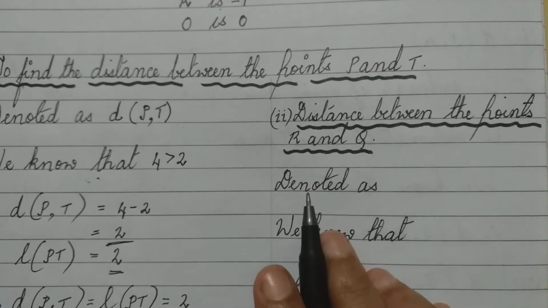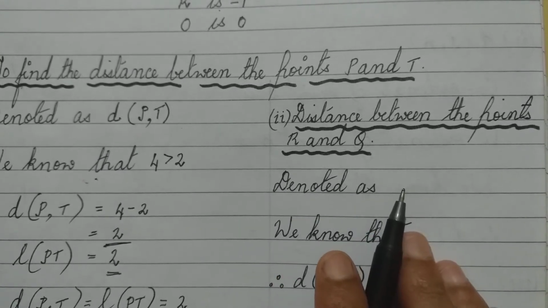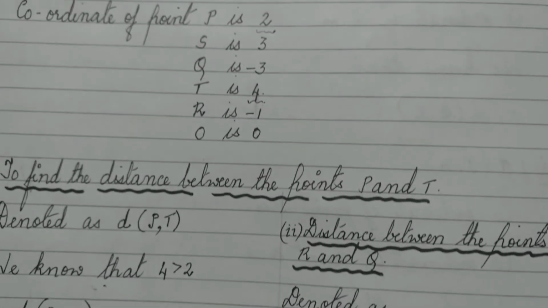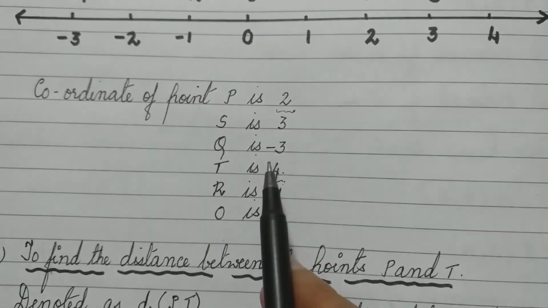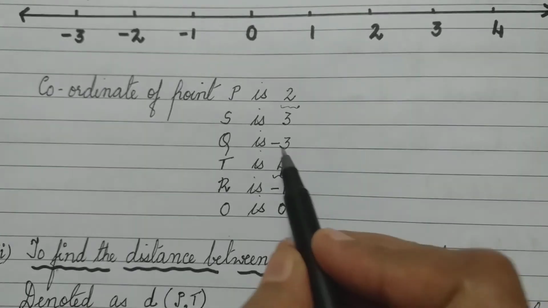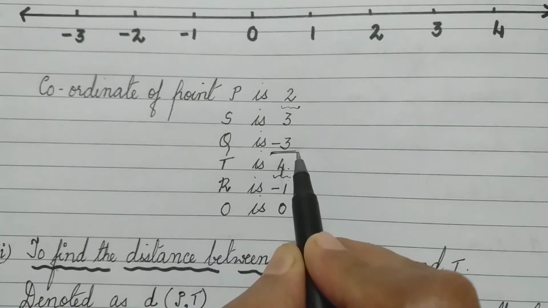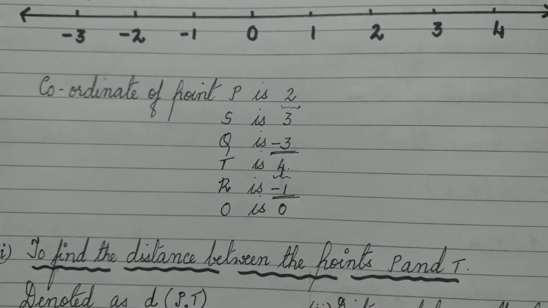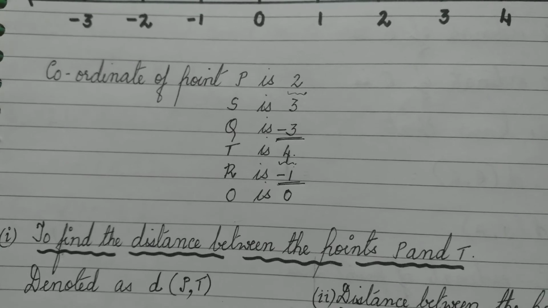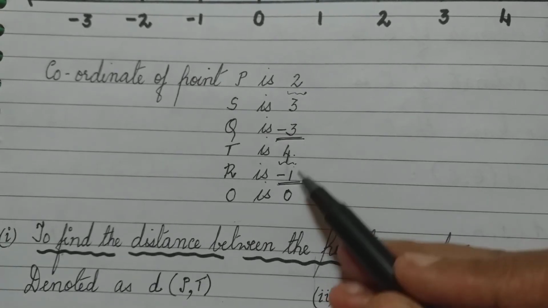Let us take one more example. Distance between the points R and Q. So when we have to find the distance between 2 points, I have to find the coordinates of those points. Now what are the coordinates? R and Q we said, right? So that means here the coordinate of Q is -3. The coordinate of R is -1.